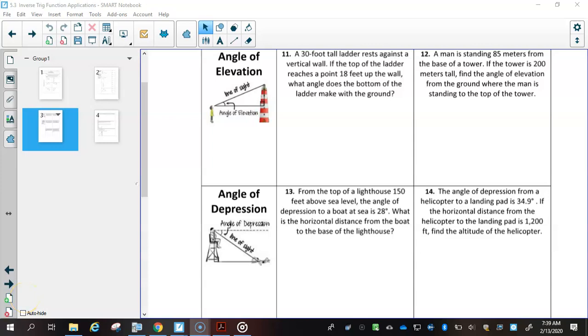That adds up to 90 degrees. We're not going to do these examples together because, like I said before, we've done angle of elevation before. We're just bringing it back to focus more on the inverse piece of this.